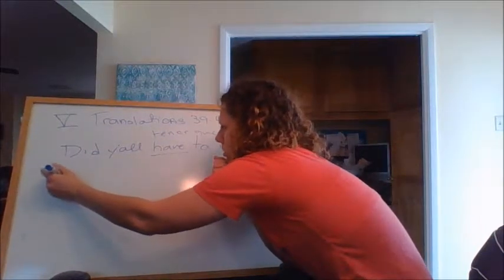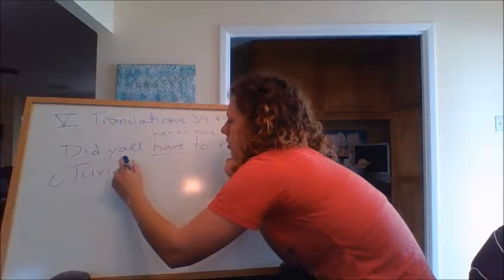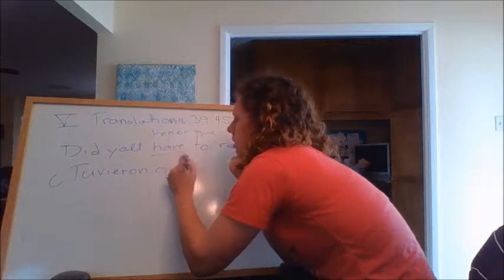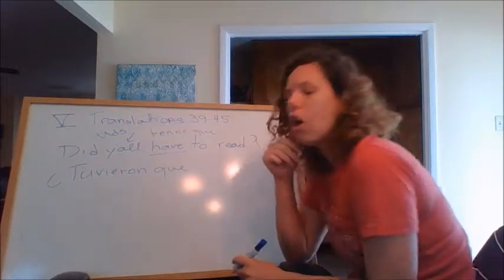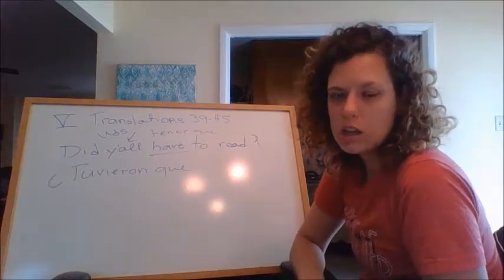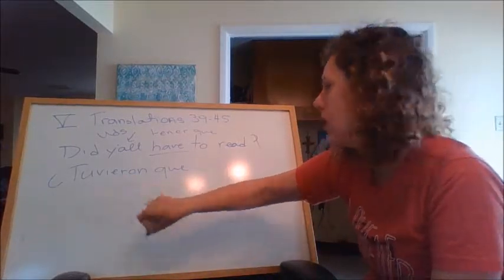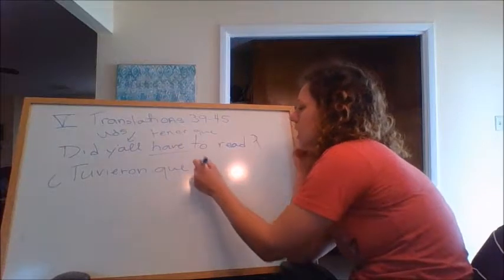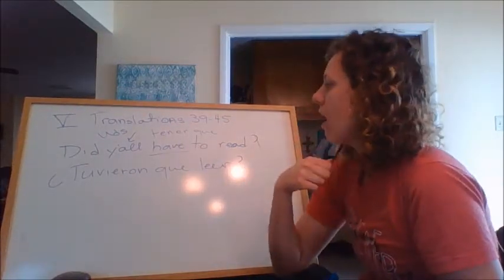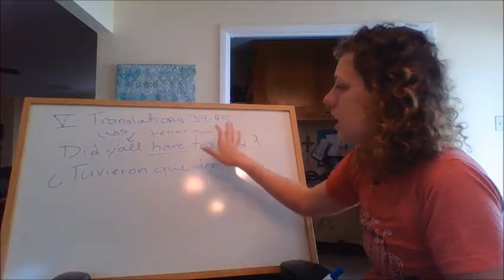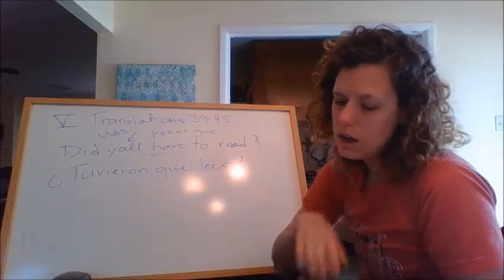So it would be, upside down question mark, tuvieron que. Because this right here is ustedes. Y'all is ustedes. And how we conjugate tener in the preterite tense for ustedes is tuvieron. Okay. Entonces tuvieron que leer. To read is leer, right? And your expression is tener que infinitive. So did y'all have to read? So that's it for that sentence.